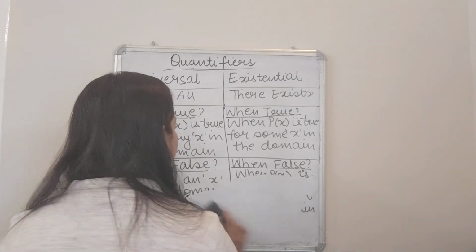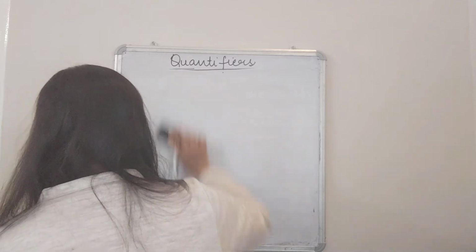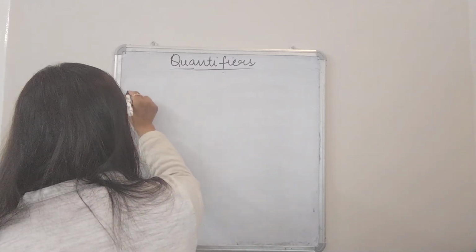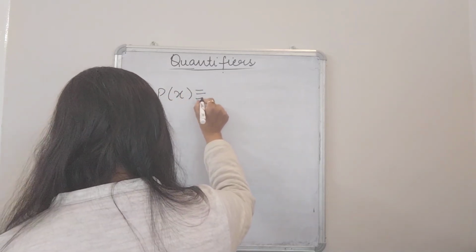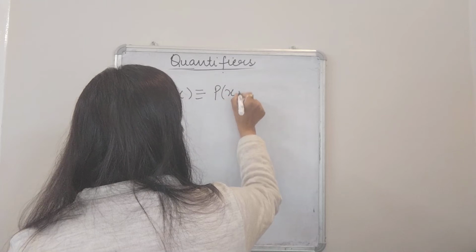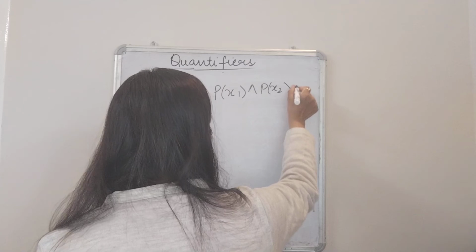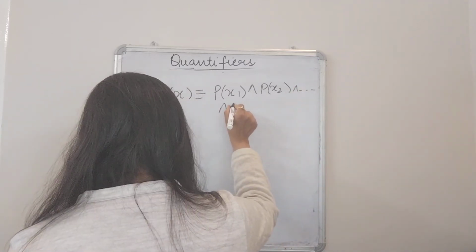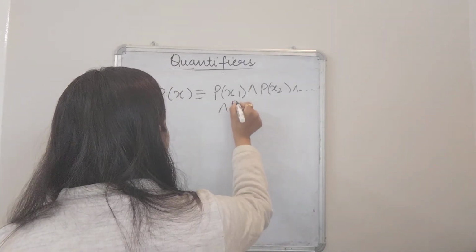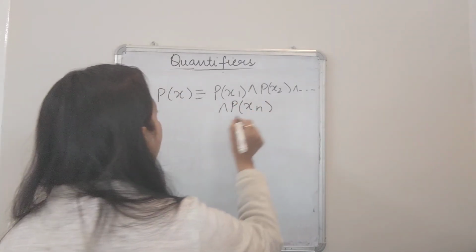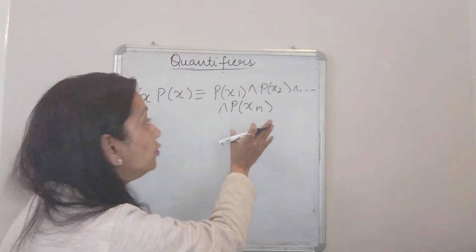So precisely I can say that for all x, p of x is such that the value of p of x1 and the value of p of x2 and so on, till the domain, if the domain has n number of values for x, then till p of xn, all these values must have a truth value true.